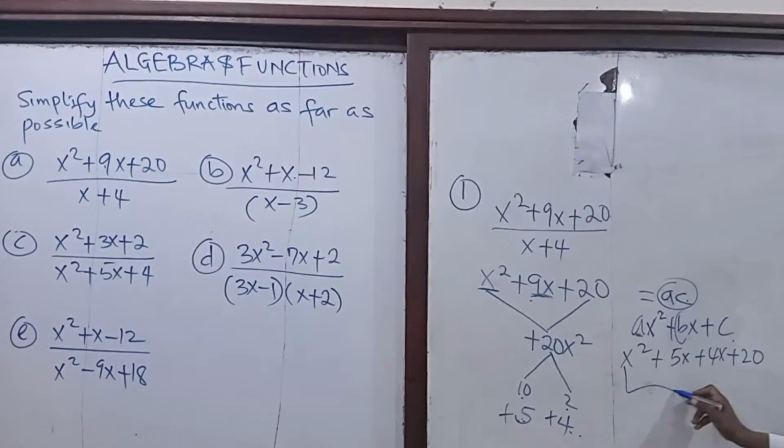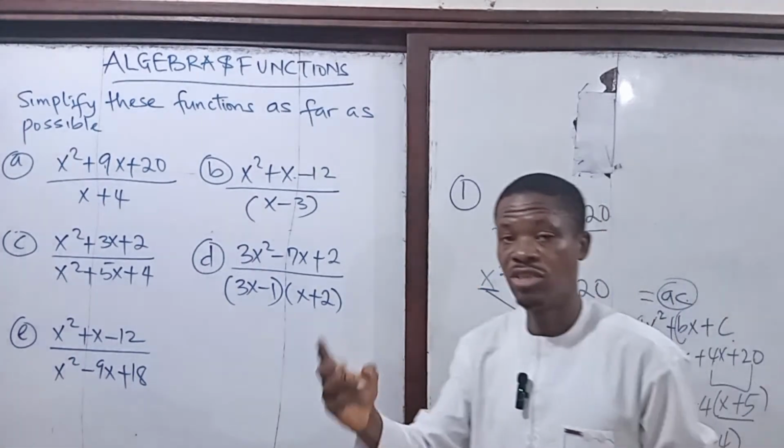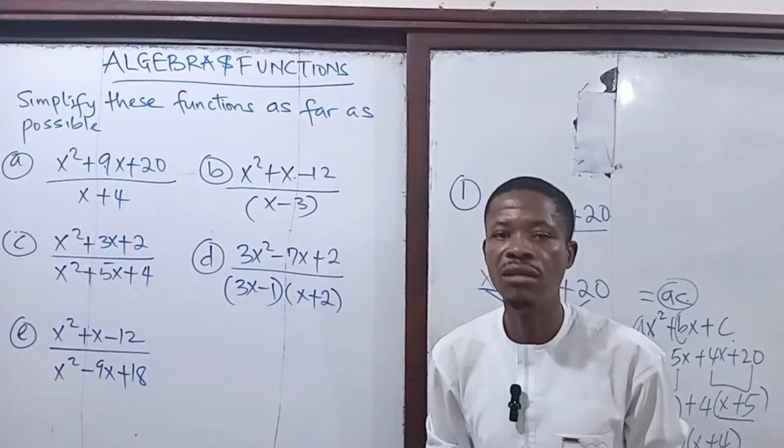Then you pair the first two and the last two. x is common in the first pair, so x times x plus 5. Here also 4 is common. Take the 4 out, and that will be x plus 5 also. The thing to note is that when you factorize, the two expressions must be the same. So you pick one of those, x plus 5, with the other one, x plus 4. So you've turned the quadratic into a product of two linear factors.